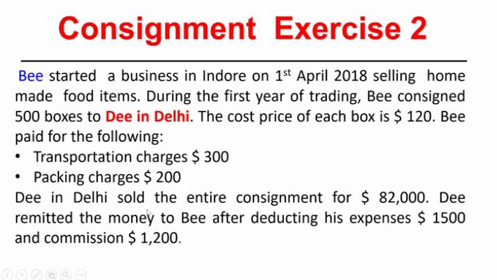D in Delhi sold the entire consignment for 82,000. D remitted the money to B after deducting his expenses 1,500 and commission 1,200.